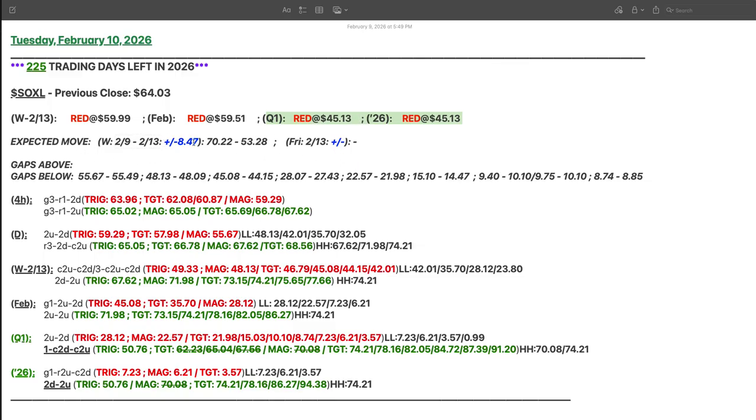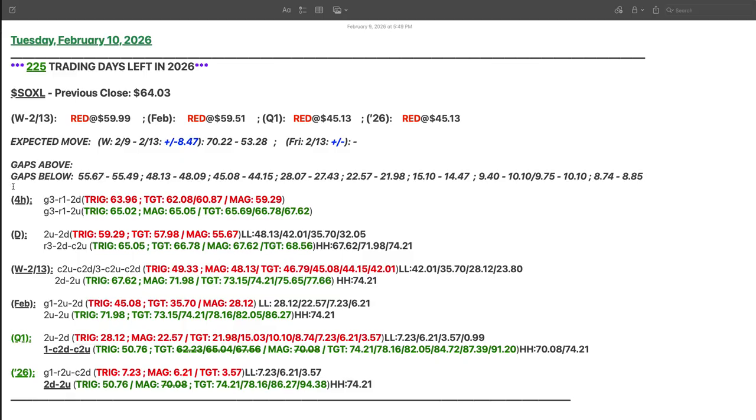Now, the week's expected move was plus or minus $8.47 from the close price on Friday. If you're not familiar with this level, make sure you go check out our weekend video where we dive deeper into this. But the expected move for the week is 70.22 to 53.28. So again, still just in the middle of that range right now. No gaps above, but we always keep track of where our gaps are, so we know that the gaps below aren't too far away. Kind of acting as magnets.